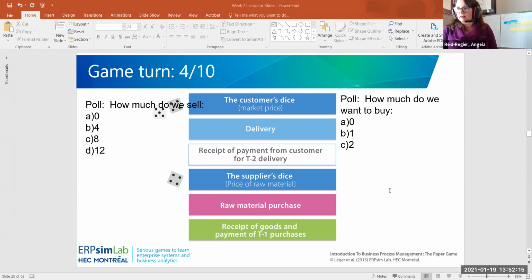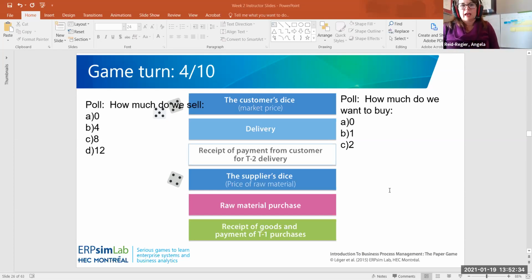So again, we have to invoice our customer. So we decide we're going to sell 12, and the dice told us they're worth $7. So that's $84. It's what is owed to us 2 times down the road by our customer. So we're times 4, so we're times 6. That's what's owed to us.